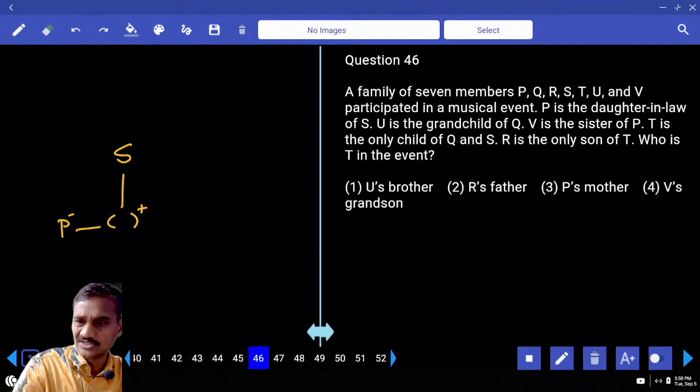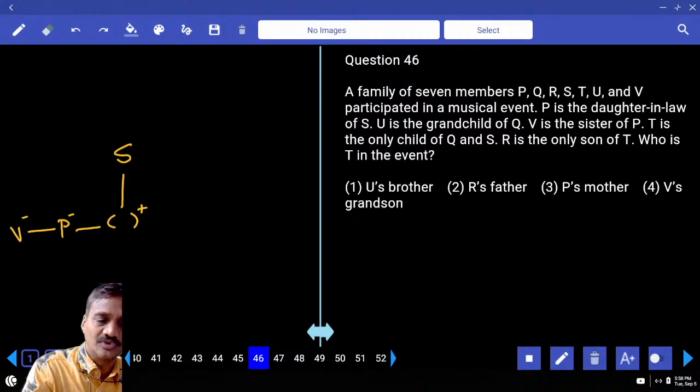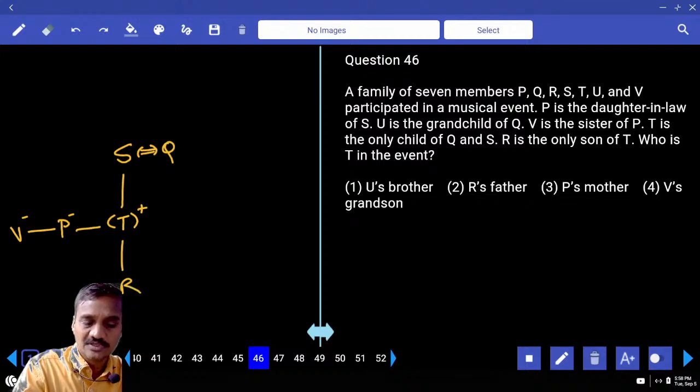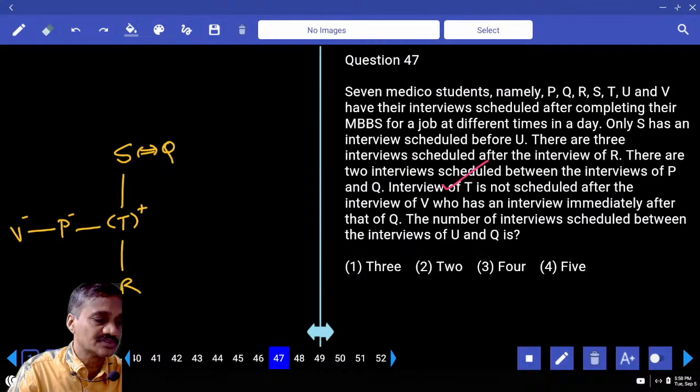U is the grandchild of Q. V is the sister of P. Now this V is the sister of P. T is the only child of Q and S. Now T is the only child of whom? Q as well as S. And R is the only son of T. R is here. Then who is T in the given event? Now who is this T? U's brother, that is false. R's father, that is definitely true. Choice 2 to question number 46.